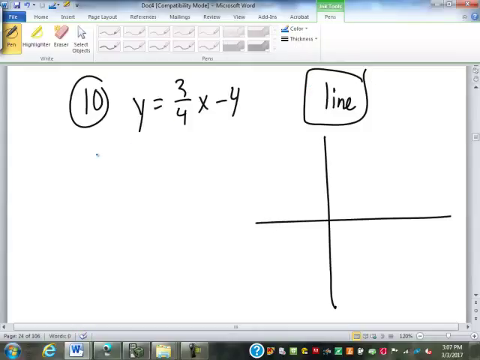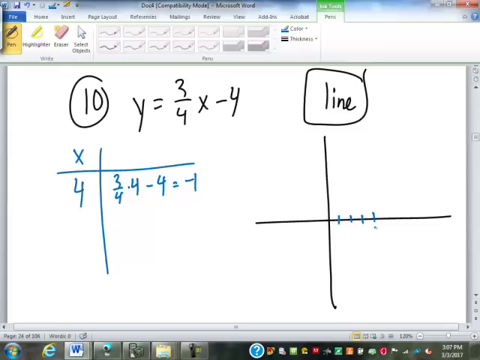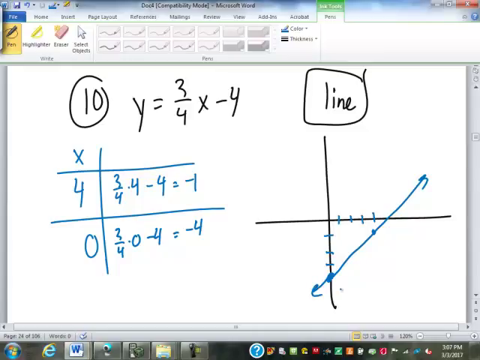You know, let's say I pick x equals 4. If x is 4, well, 3/4 times 4 is 3, minus 4 is negative 1. So if x is 4, y is negative 1 right there. My second point, I might pick x is equal to 0. Well, if x is 0, 3/4 times 0 is 0, minus 4 is negative 4. So I've got 0, negative 4. Once I have 2 points, I can draw my line through it, and there's my graph. That's all I need if I know it's a line.